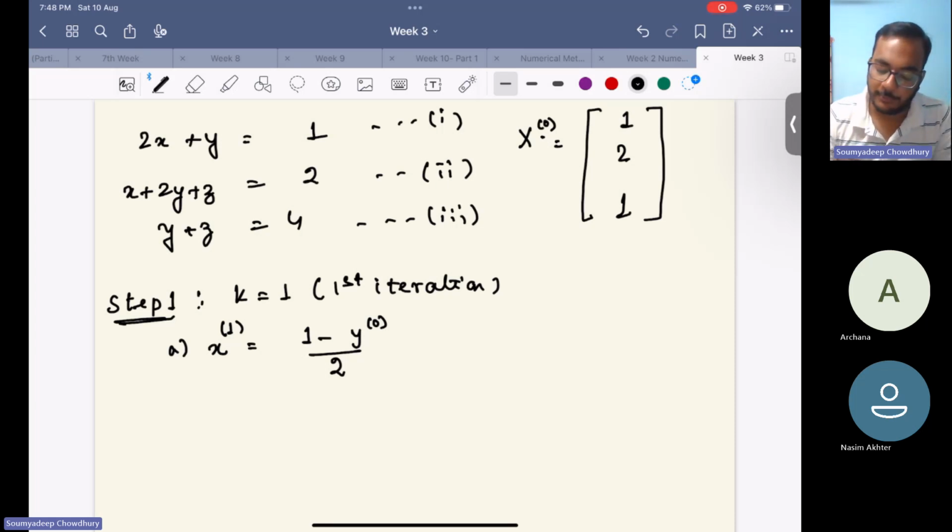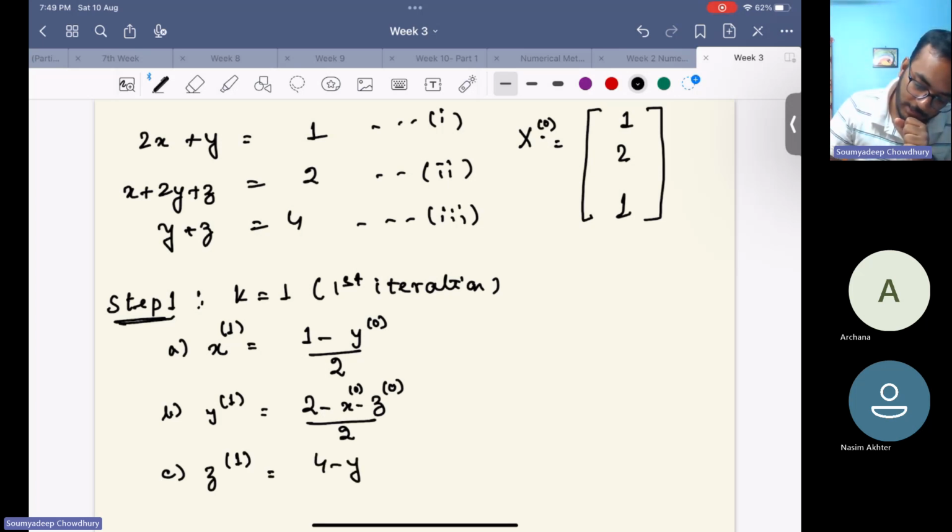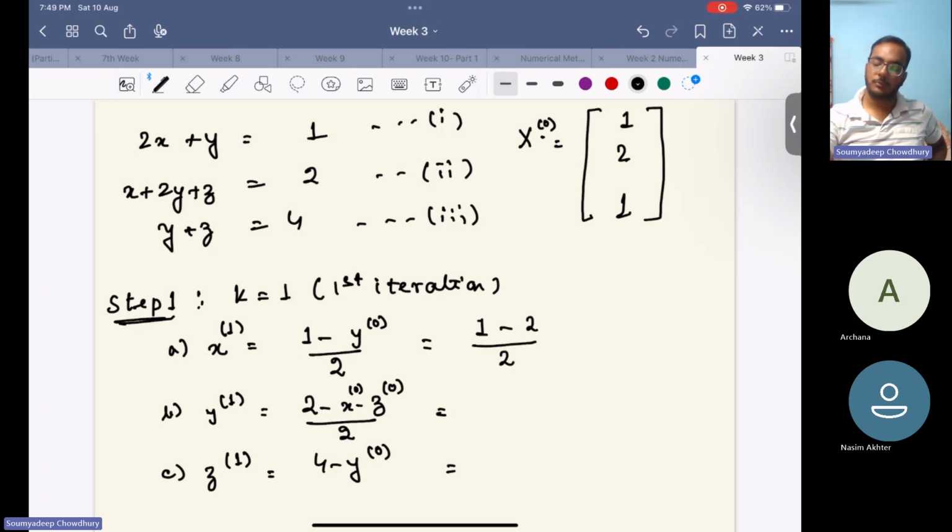So x of 1, from the first equation, we are getting x equal to (1 minus y) by 2. From the second equation, we find y of 1, which is (2 minus x minus z) by 2, using x of 0 and z of 0. From the third equation, we find z of 1, which is 4 minus y of 0. So 1 minus y of 0 is 2, divided by 2, so it is minus 0.5. Can you tell me what the values of x of 0 and z of 0 are?